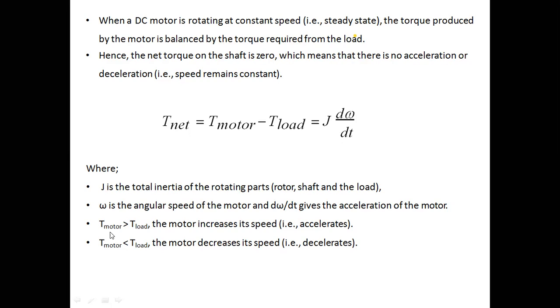If T motor is greater than T load, at that time we can say the motor is accelerating because it will increase the speed. And if T motor is less than T load, meaning in comparison with the load our motor is generating lower torque, obviously it will decelerate. So we can say that the motor will decrease its speed.